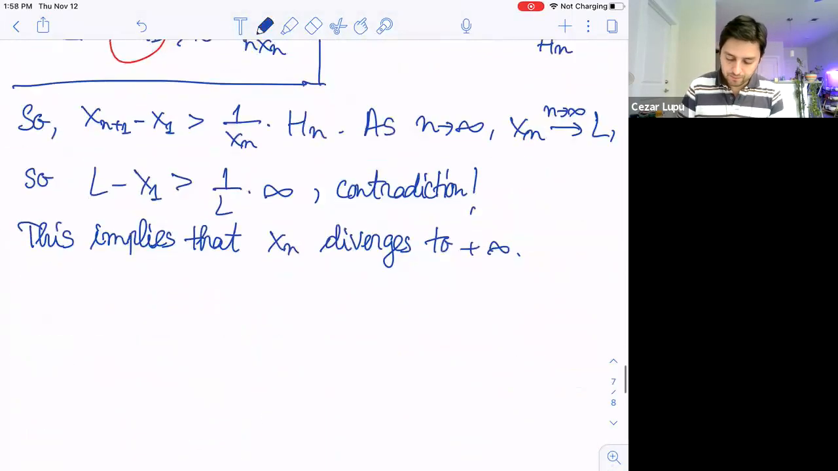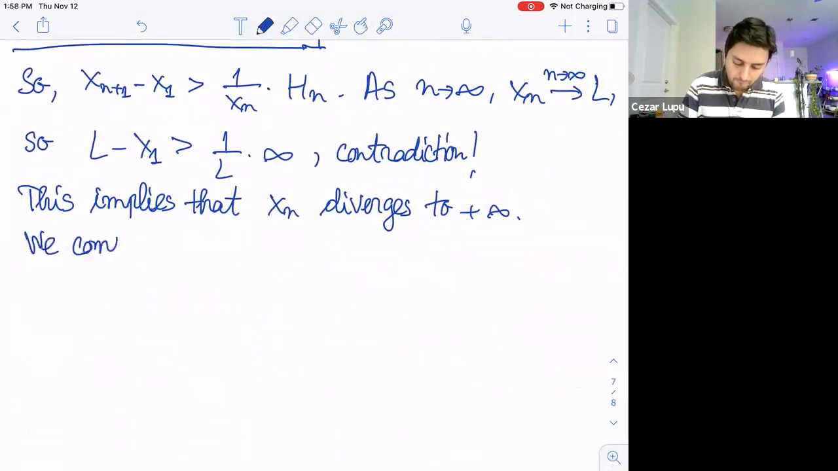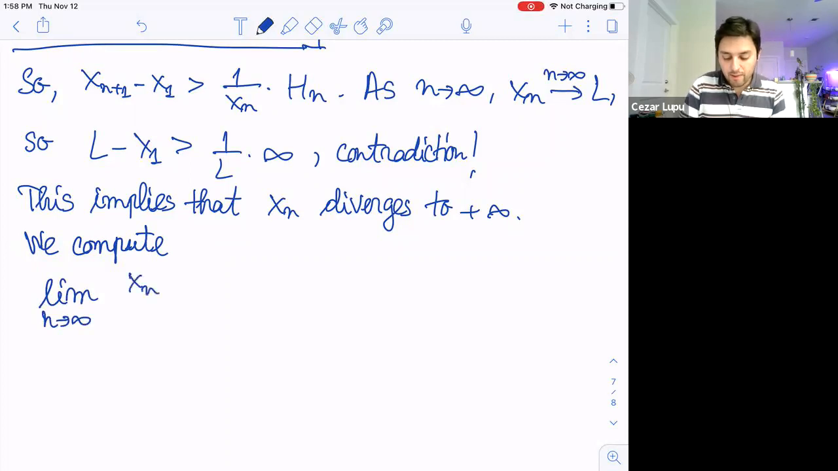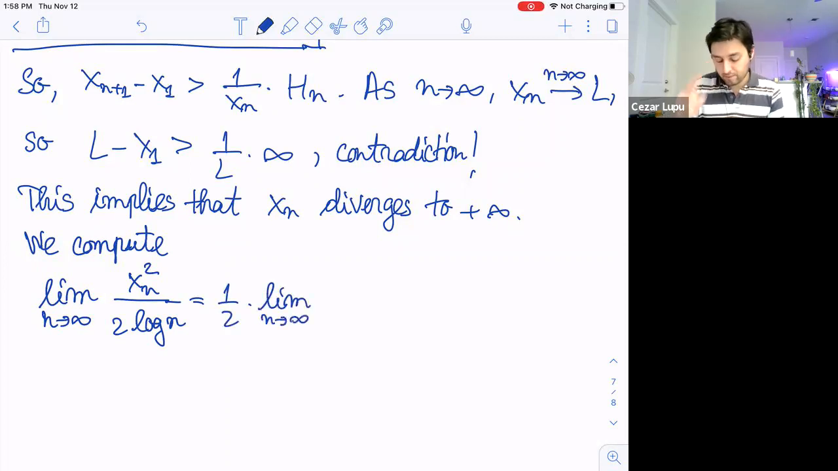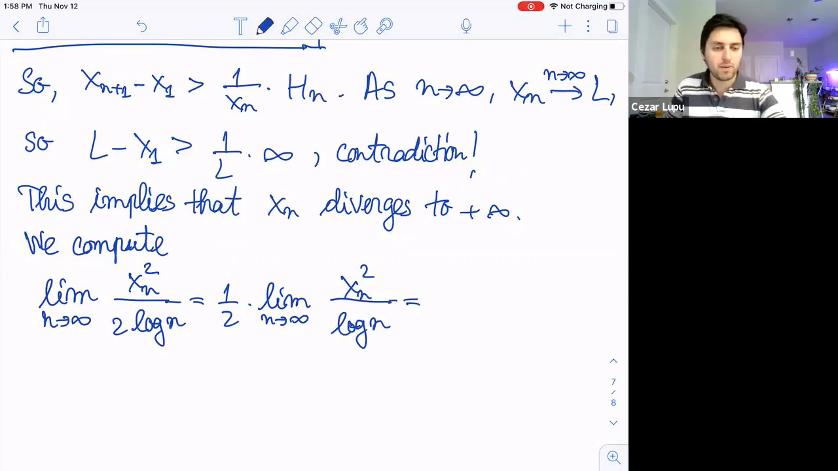So we compute the limit as n approaches infinity of xn squared over 2 log n. Anyway, the 2 doesn't really matter. So this would be 1/2 times the limit as n approaches infinity of xn squared over log n. And we have done something similar in that Putnam B4 problem. Now we apply the Cesàro-Stolz lemma.